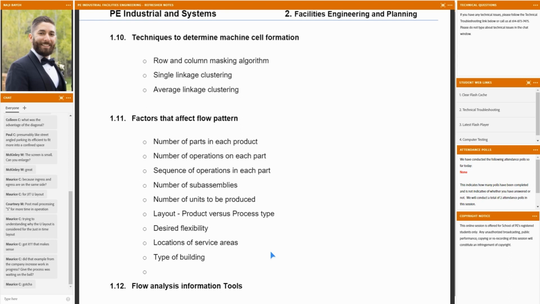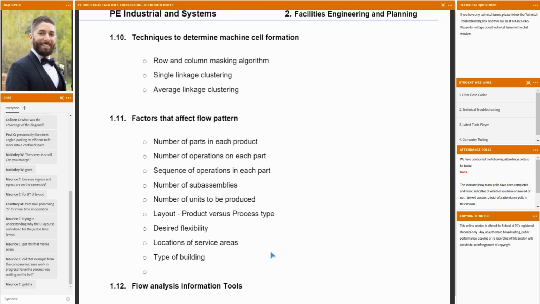And then, of course, you have the number of units to be produced. And this is where we talked, if you have a large amount with a small sequence of operations, a small number of operations, and this would be for both the number of units and the sequence of operations, you may go with a straight line layout, and that would affect your flow pattern. You have the number of sub-assemblies.